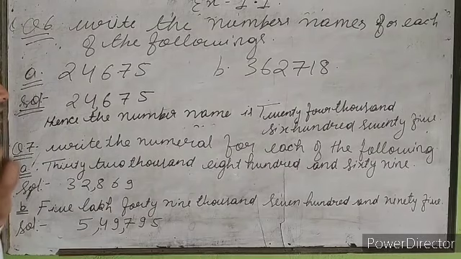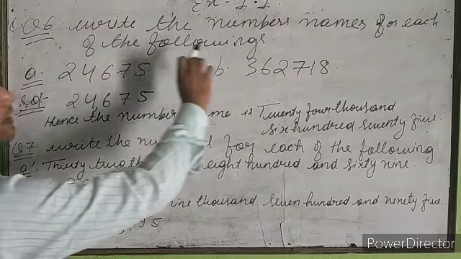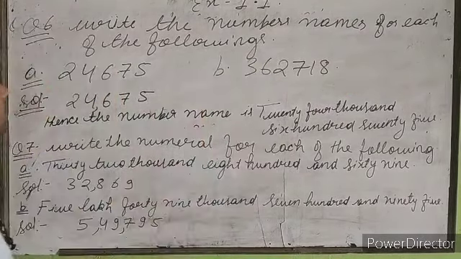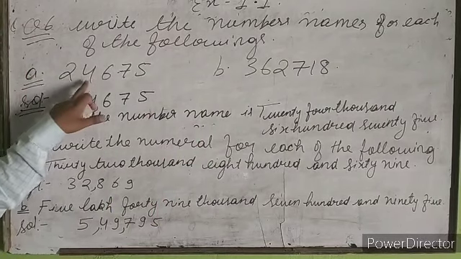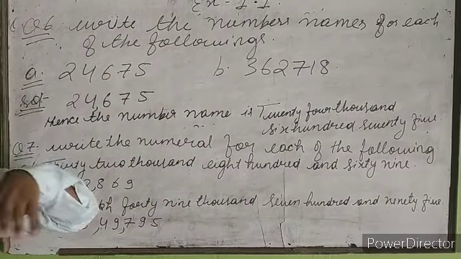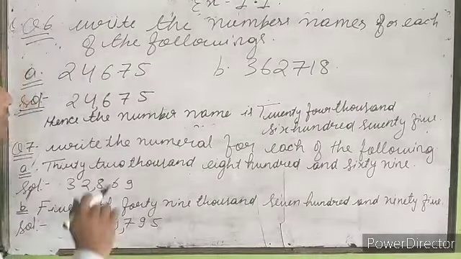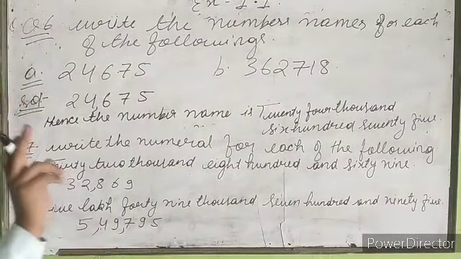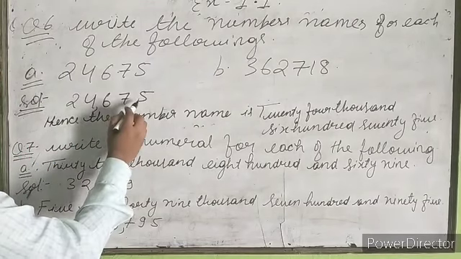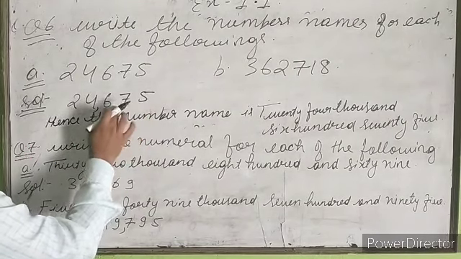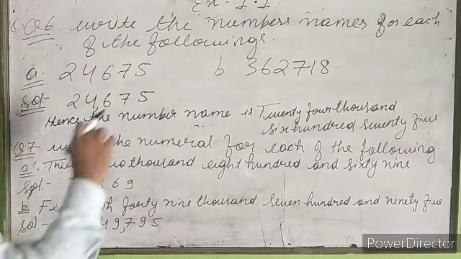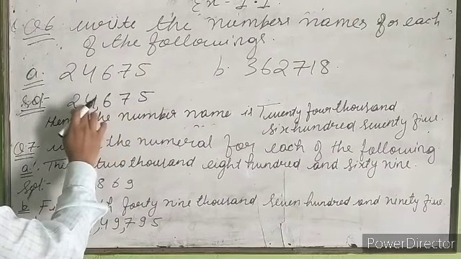Okay, now see the question number 6 students. Write the number names for each of the following. It is 2, 4, 6, 7, 5. So how you have to write the number names you already learned in class 3rd also. First you have to put the commas according to the Indian system. See, ones, tens, 100, 1,000. After 3 digits comma, then you can read ones, tens, 100, 1,000, 10,000.